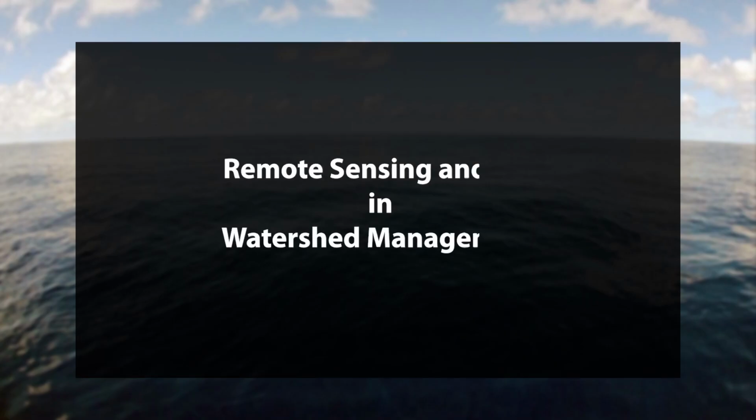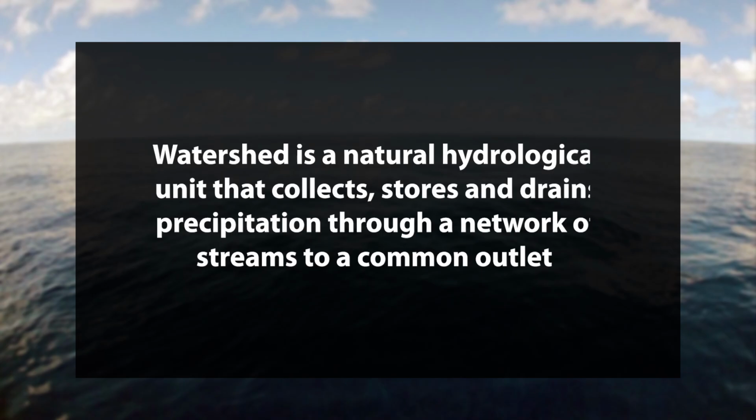Today we are going to discuss the topic remote sensing and GIS in watershed management. A watershed is a natural hydrological unit that collects, stores and drains precipitation through a network of streams to a common outlet. The watershed is surrounded by ridges and hills, called the drainage divide, which depends on many factors. The drainage divide is responsible for draining surface runoff water under the influence of slope, thereby creating basin topography.